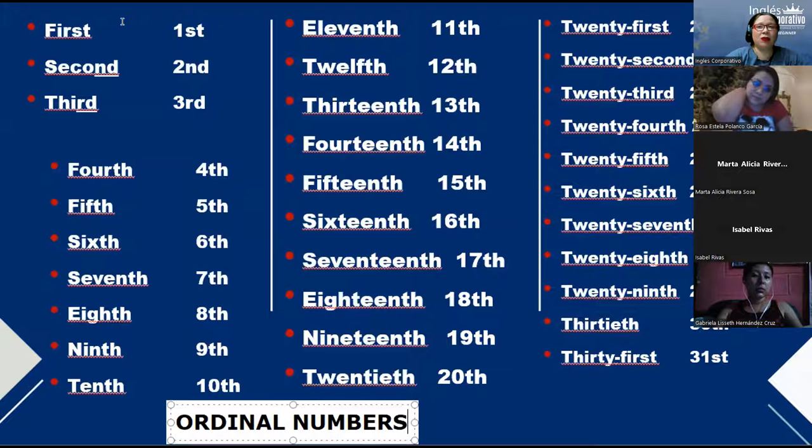En español nosotros solo decimos el primer día como el primero de mayo, pero el segundo ya no lo decimos segundo, lo decimos dos, lo decimos tres. In English, we don't. We have to use all the ordinal numbers. Primero, segundo, tercero. First, second, and third. Okay? First, second, third. Everybody, I want to listen to you. First, second, third. Thank you.